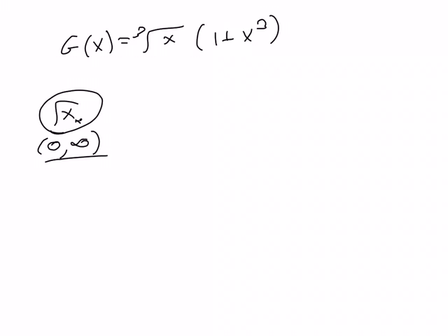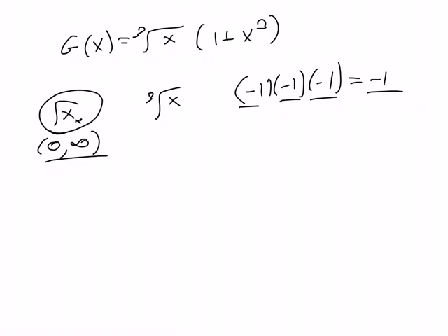But for this function, there are numbers that if you multiply them by themselves 3 times, you get negative numbers. Like, -1 times -1 times -1 gives you -1. So there are numbers that if you multiply them by themselves 3 times, you'll get a negative number. So actually this function is defined everywhere, from -infinity to infinity.